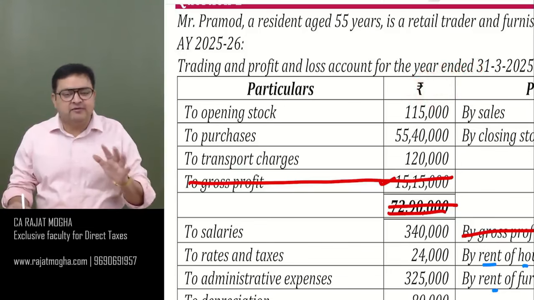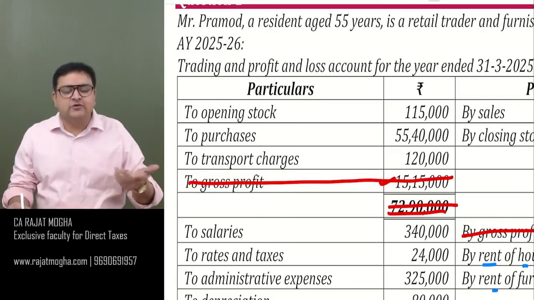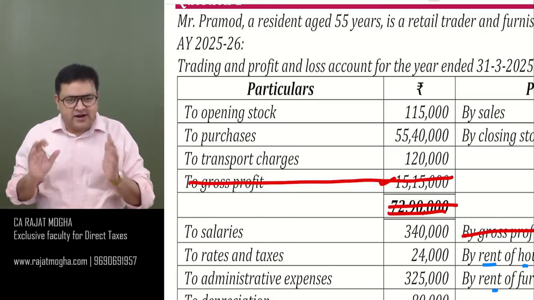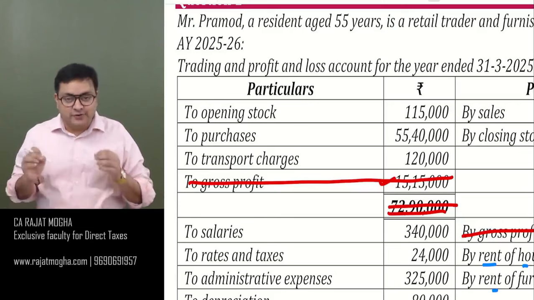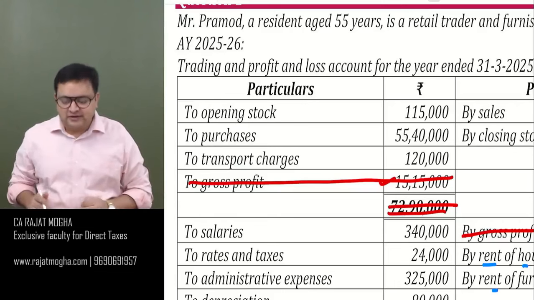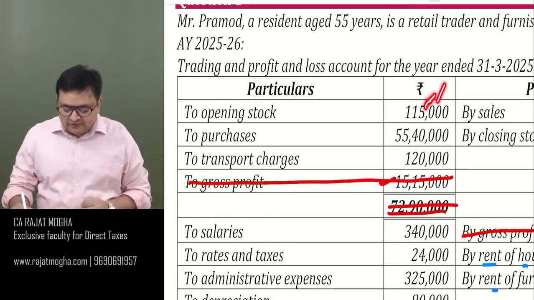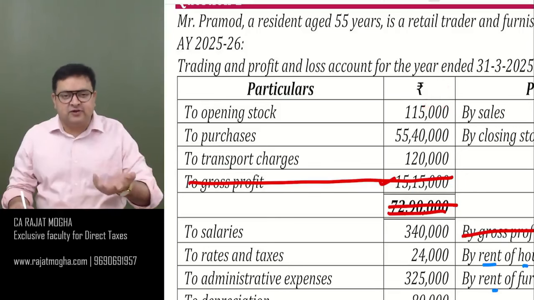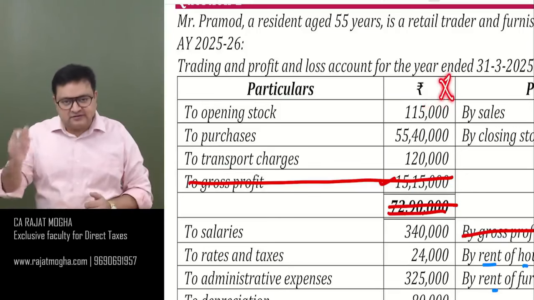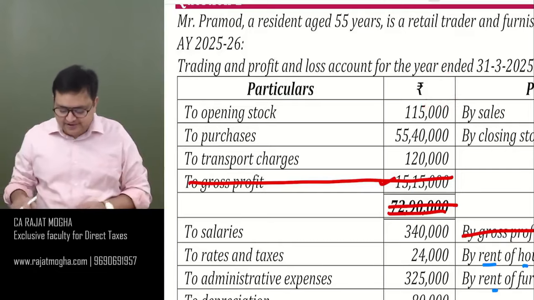I believe nobody will make a mistake over here, because some students make a mistake in closing and opening stock. So please give it 10-15 seconds, look at it. We are disallowing 15,000 from here. 15,000 is extra expense right now sitting. So I'm deleting my expenses, my PGBP will increase, I will add.